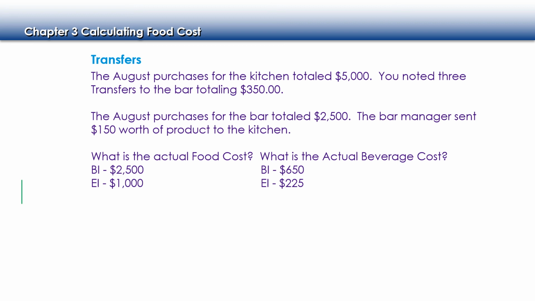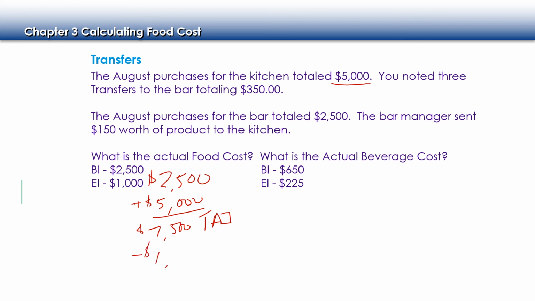So the first thing we want to do is calculate what our cost of goods sold is. Okay, and so let's do that first with our food. So remember, our beginning inventory, $2,500, plus our purchases for the month, $7,500 is our total available inventory. And then we subtract our ending inventory. Gives me $6,500 is my cost of goods sold.